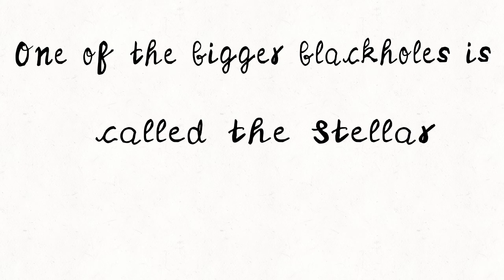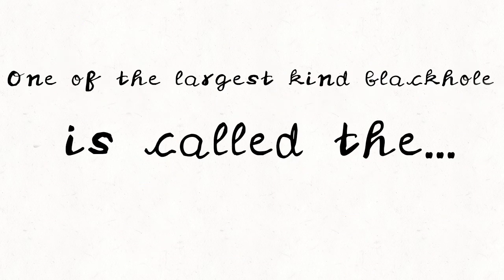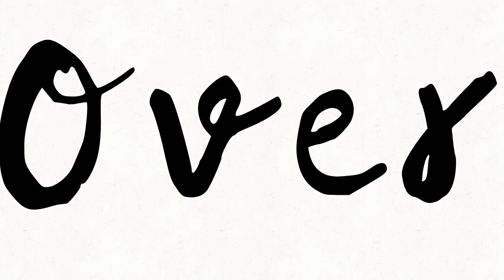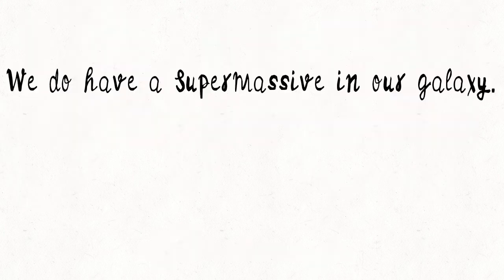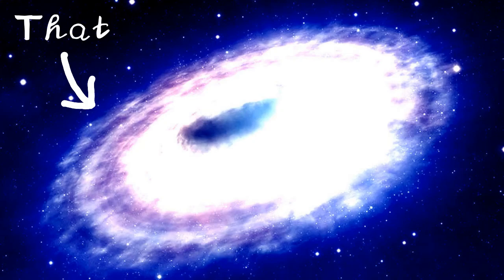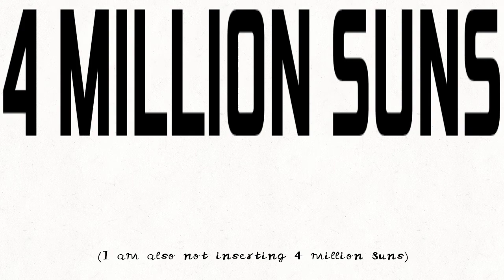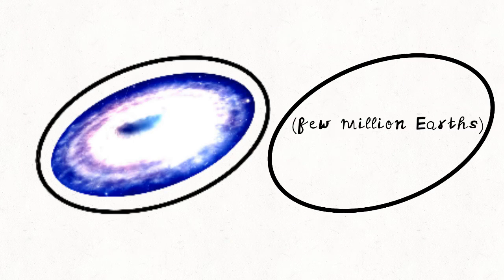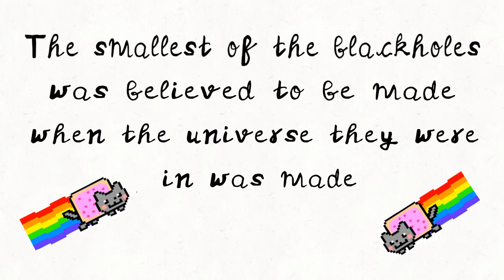One of the bigger black holes is called the stellar, with a mass of 20 times the mass of the Sun. One of the largest of the black holes is called the supermassive, which is the mass of over 1 million suns. We do have a supermassive in our galaxy that has the mass of 4 million suns and can fit inside of a ball that can fit a few million Earths inside of it. The smallest of the black holes was believed to be made when the universe was made.